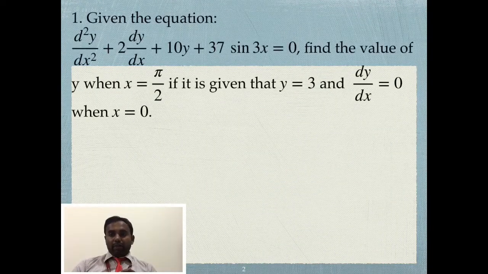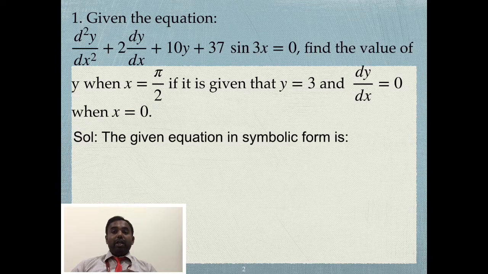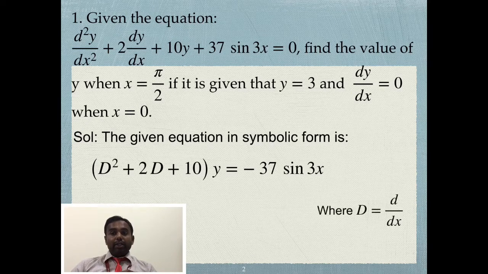At first, we have the problem: given the equation d square y by dx square plus 2 dy by dx plus 10y plus 37 sin 3x is equal to 0. We are asked to find the value of y when x is equal to pi by 2, if it is given that y is equal to 3 and dy by dx is equal to 0 when x is equal to 0. So, in the first step, we are writing the given differential equation in symbolic form.